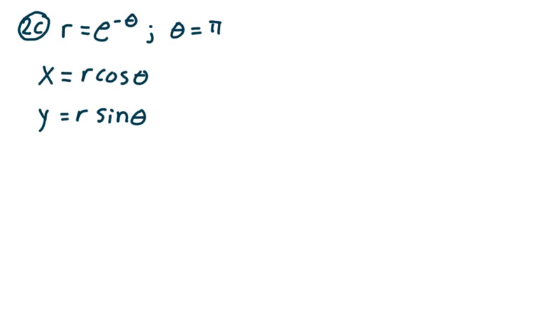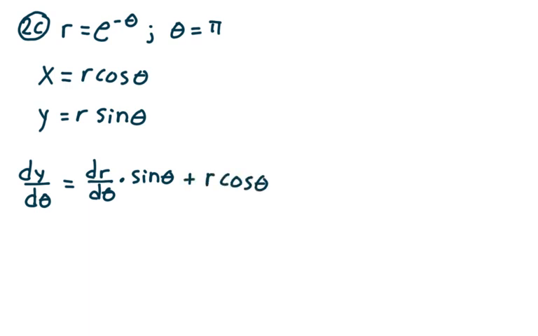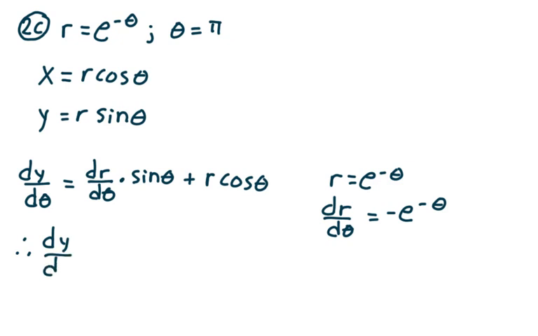And so this is what we do. We're going to take dy/d theta. And I'm going to apply the product rule here. So we're going to get dr/d theta times sine theta plus r cosine theta. Now, there's a couple things to keep in mind. Remember that r is e to the negative theta. dr/d theta is negative e to the negative theta by the chain rule. And so, therefore, dy/d theta is the following. You're going to take negative e to the negative theta times sine theta plus e to the negative theta cosine theta.